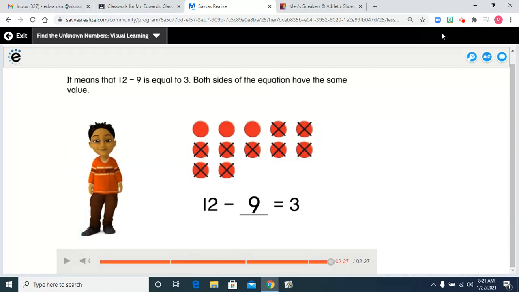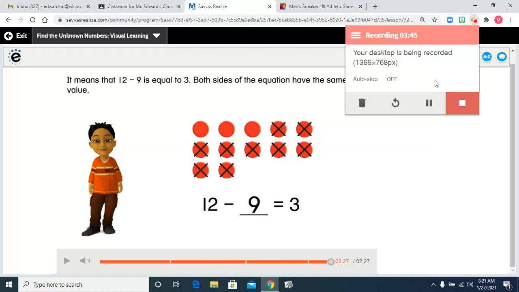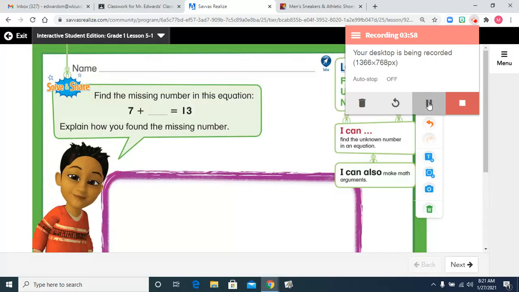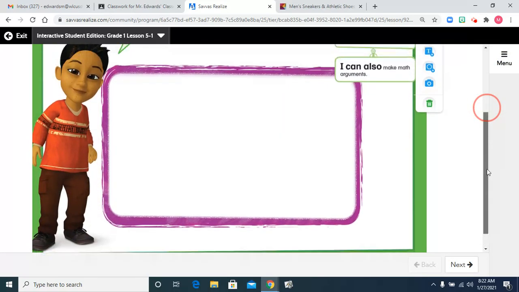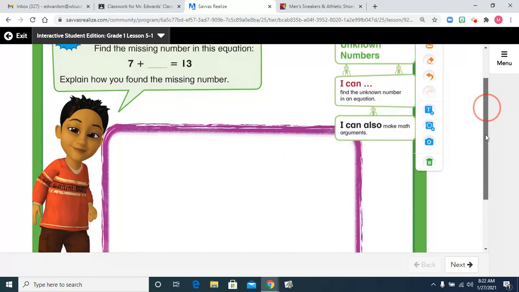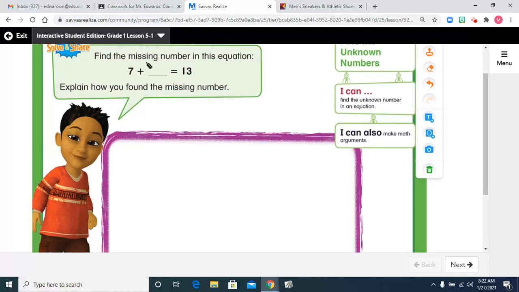Okay, so this is what we're doing today. Now you need to get out your Math Workbook Volume 1 today. Volume 1, so we're switching books. And you need to turn to page 299. Volume 1, 299. Okay, if you're on page 299, it should look like this. Let's read the directions to figure out what we have to do. It says, find the missing number in this equation. 7 plus blank equals 13. Explain how you found the missing number.